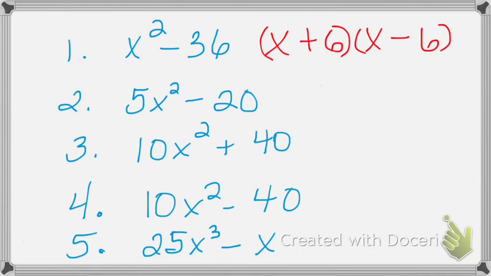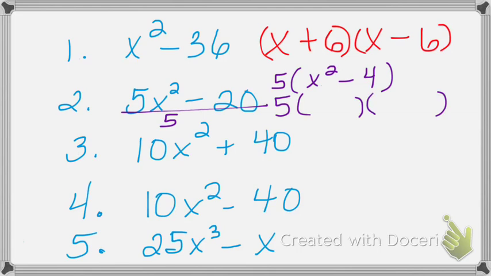Okay, number 2. There's something you need to do first before you can do that. What is it that you need to do? Divide by 5. Factor out a 5. So if I divide everything by 5, I get x squared minus 4. Am I done? Do I leave it like that? Now I can do difference of two squares with the x squared minus 4. So you have x and x. What times what is 4? 2. And then a plus and a minus.